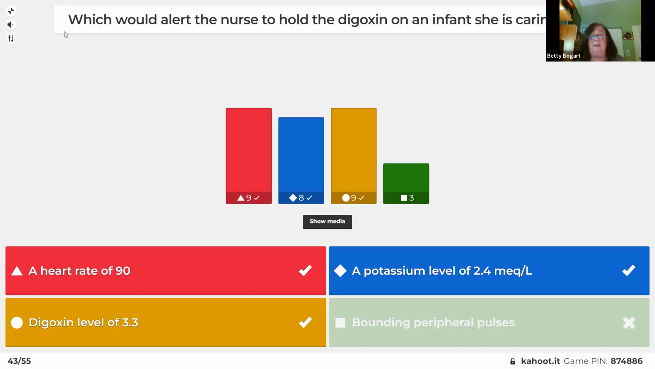140 to 160. We know the potassium level has to be in normal, and a digoxin level of 3.3 is dig toxic. Bounding peripheral pulses have nothing to do with giving dig, okay? We look at potassium levels, we look at heart rate, and we look at dig levels. So very good.